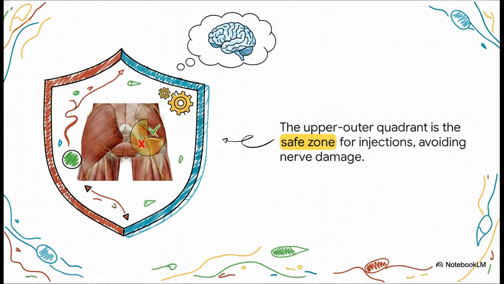And this knowledge isn't just about fixing injuries, it's about preventing them too. When a nurse gives you a shot in the gluteal muscle, they're not just picking a random spot. They're carefully targeting the upper outer quadrant, that safe zone you see highlighted here. Why? To avoid hitting the massive sciatic nerve that runs right through that area. A misplaced needle could cause unbelievable pain and even long-term nerve damage.